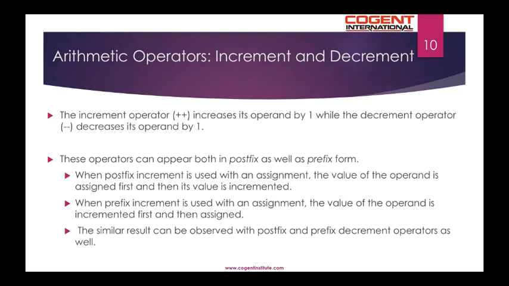Increment and decrement operators. The increment operator, which is plus plus, increases its operand by 1, while the decrement operator, minus minus, decreases its operand by 1. These operators can appear both in postfix as well as prefix form. When the postfix increment is used with an assignment, the value of the operand is assigned first and then its value is incremented. When a prefix increment is used with an assignment, the value of the operand is incremented first and then assigned. Similar results can be observed with postfix and prefix decrement operators as well.